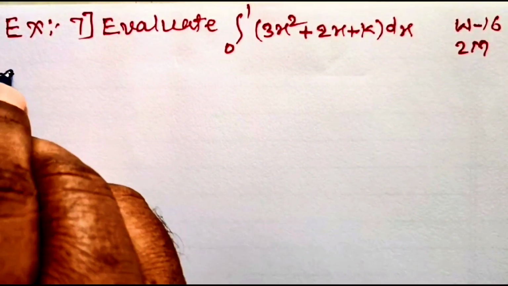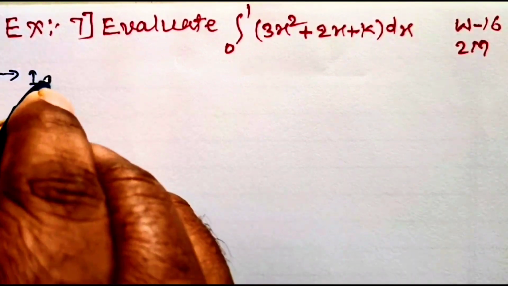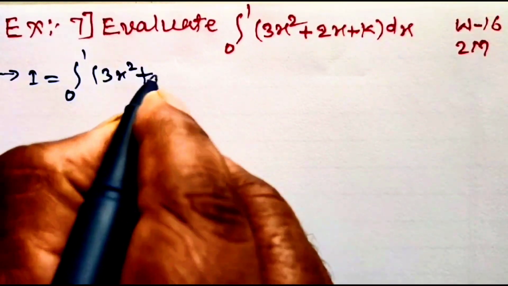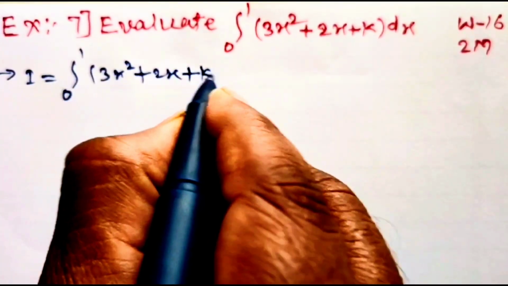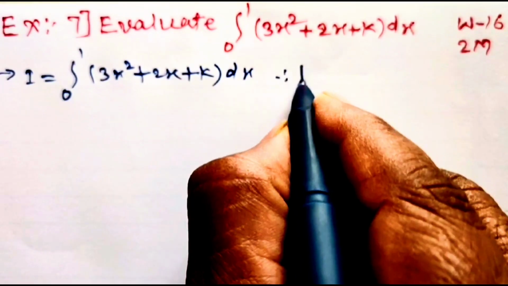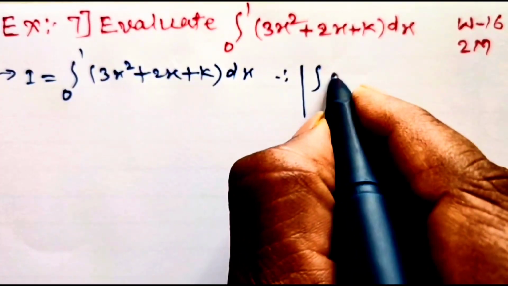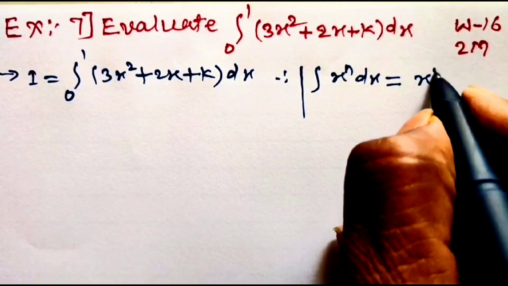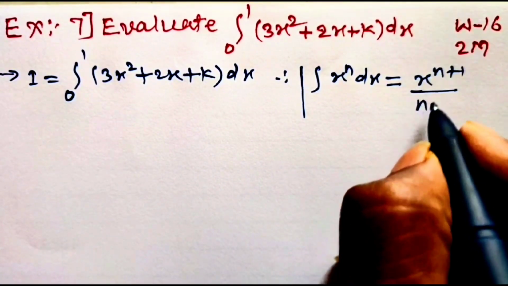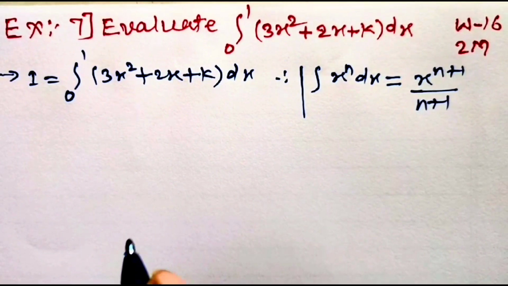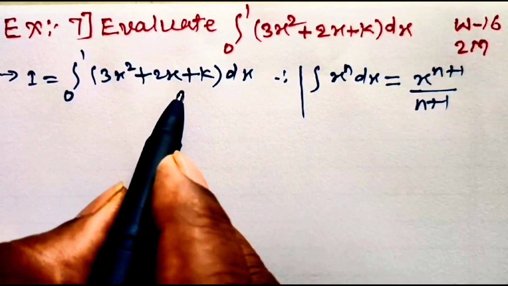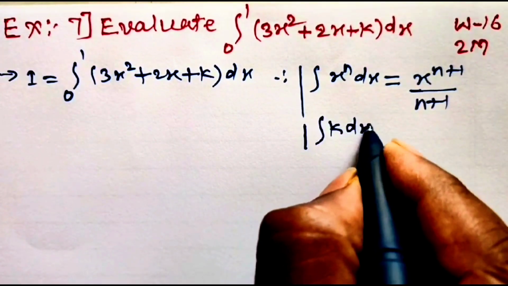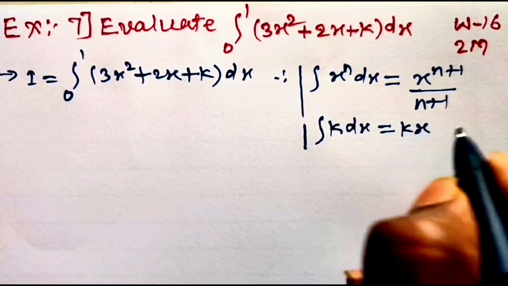First of all, consider the given integral I equal to integral from 0 to 1 of (3x² + 2x + k) with respect to x. And we know this formula: integral of xⁿ with respect to x is equal to xⁿ⁺¹ upon n plus 1. Applying this formula, you can find the integral of each term separately, and one more: integral of constant k with respect to x is given by k into x.